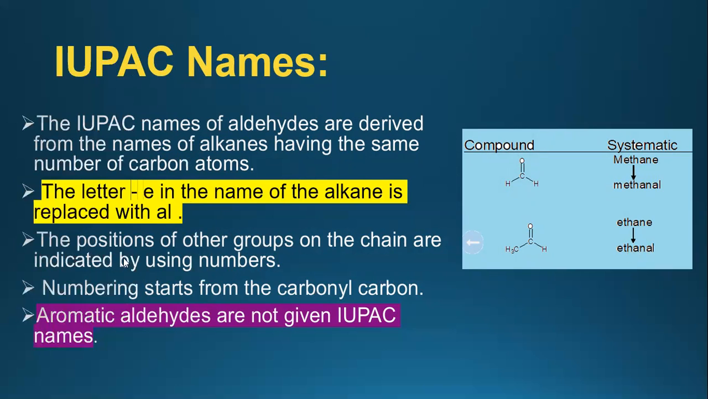The third rule of IUPAC naming is that the positions of other groups on the chain are indicated using numbers. The fourth rule is that the numbering starts from the carbonyl carbon. It means that this aldehydic carbon always has the number 1. And the last point of IUPAC naming, which is the most important, is that aromatic aldehydes are not given an IUPAC name. Aromatic aldehydes mean any aldehyde which contains a benzene ring. So aromatic aldehydes don't get an IUPAC name.